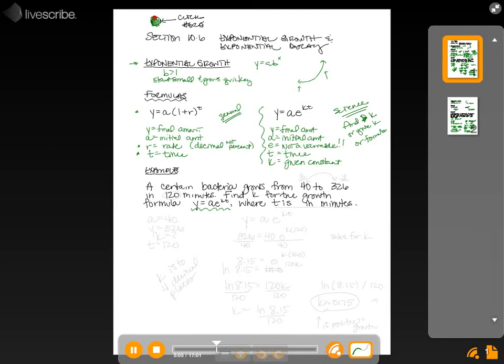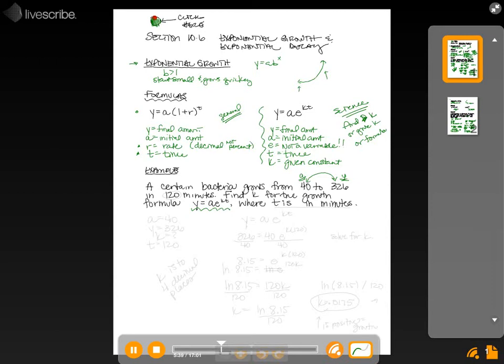Now one thing I want to point out is that we know it's a growth because it says growth in the problem, but one thing you should be looking at are the numbers. It's growing from 40 to 326. My initial amount is 40 and my final amount is 326. My final amount is larger than my initial amount. That's a clue that it's a growth. Sometimes it won't specifically say that it grows or decays. It goes from one number to another, and you have to realize that your first number is either going to be bigger or smaller than your last number, and that's going to tell you whether it's growth or decay.